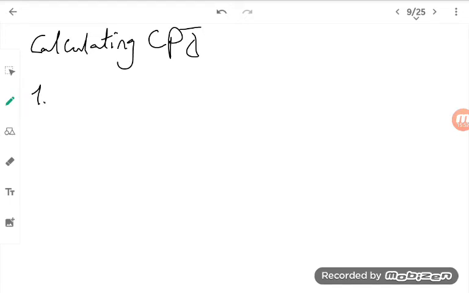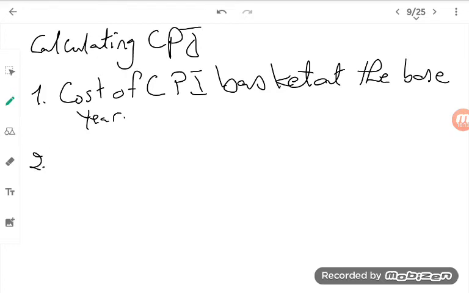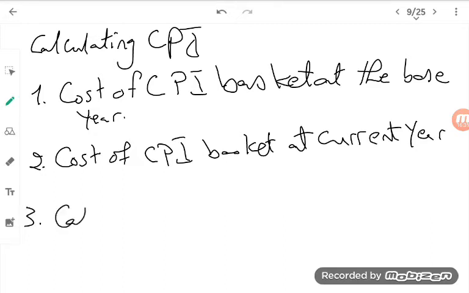Number 1, to calculate cost of CPI baskets at the base year. Number 2, calculate cost of CPI basket at current year. And number 3, calculate CPI.